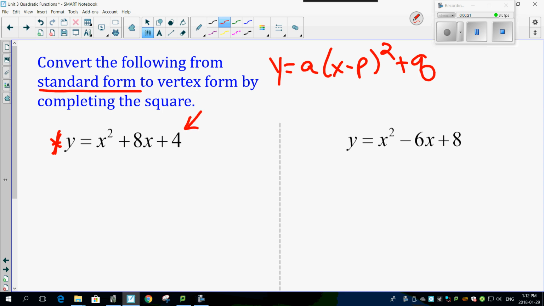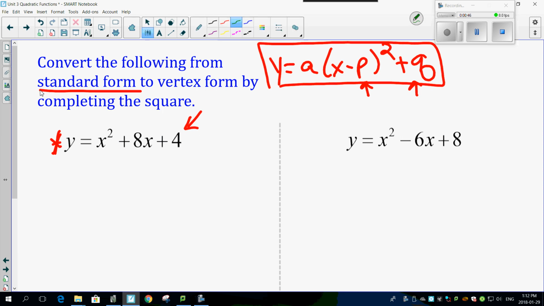Sure, this gives us the y-intercept, that's nice, but this gives us the vertex, which allows us to figure out the range better, allows us to figure out the maximum or minimum value. It allows us to figure out the axis of symmetry and just all kinds of wonderful things more. So it's very valuable to be able to put this back in this form. But how do you do it? Well, we do it by completing the square.